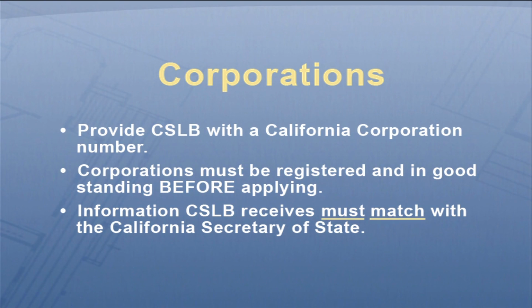If you're operating as a corporation, include the California Corporation Number that was assigned to you by the California Secretary of State's office. Corporations must be registered and in good standing with the Secretary of State before applying for a contractor license. And the information that CSLB receives from you must match the official information listed in Secretary of State records.